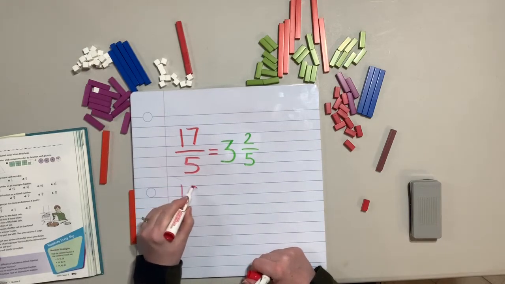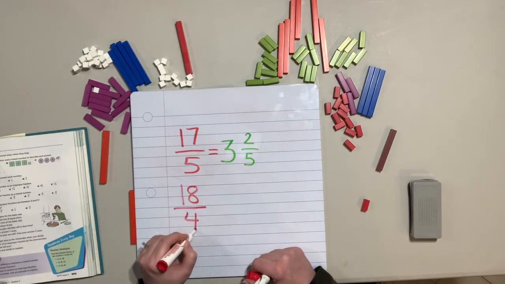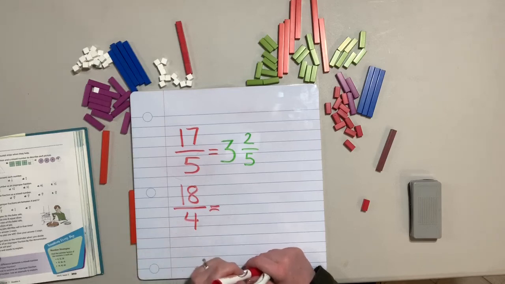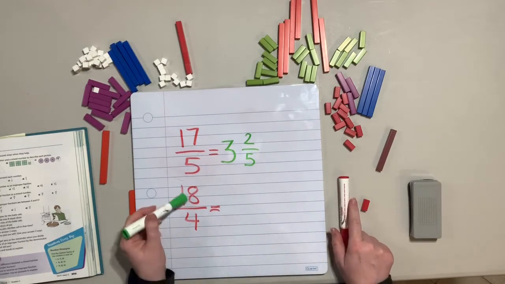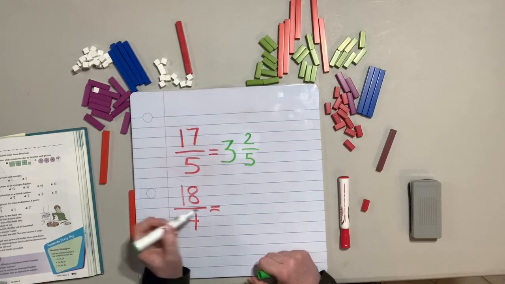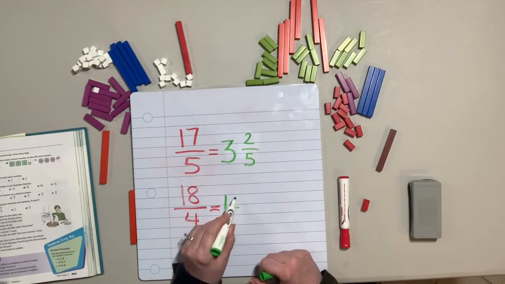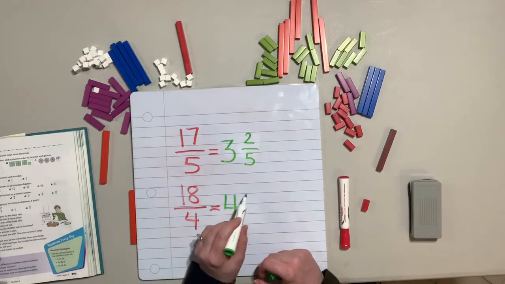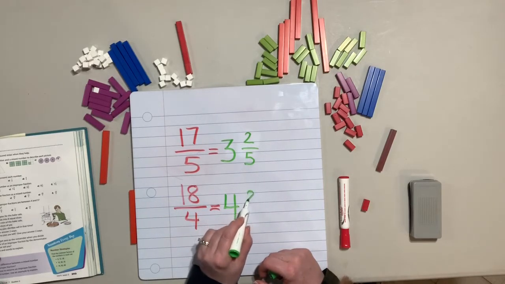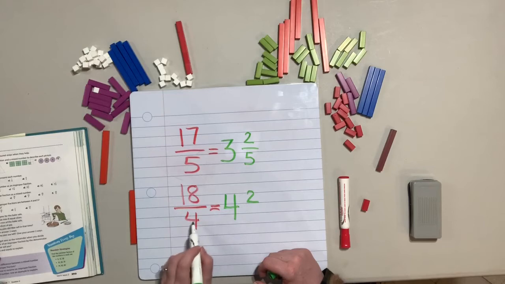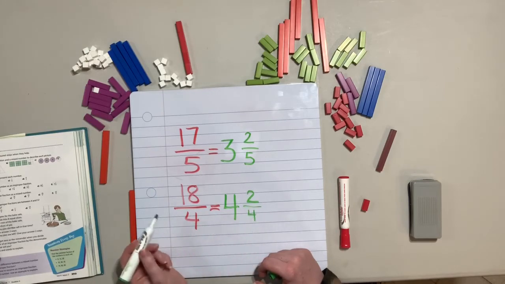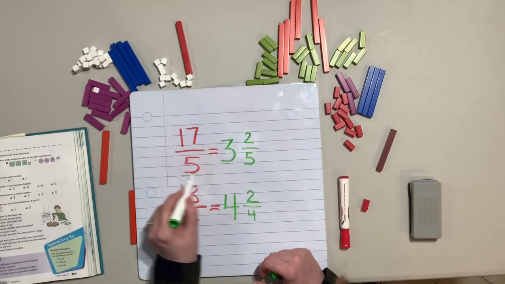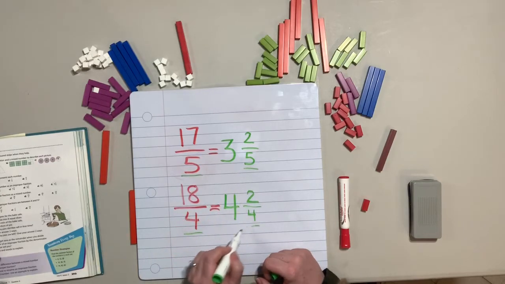Let's try another one. If we had 18 fourths, how many times does 4 go into 18? 4 times. So your whole number is a 4. But 4 times 4 is 16. And this is 18. So there's a remainder of 2. That remainder becomes your fraction. There's 2 fourths left over. Notice that the denominator is going to be the same in both.